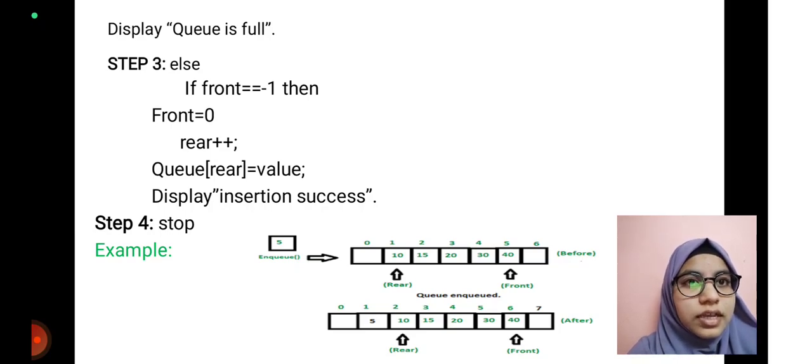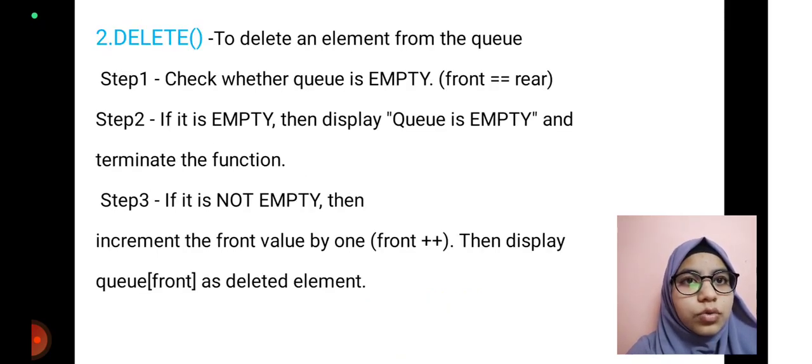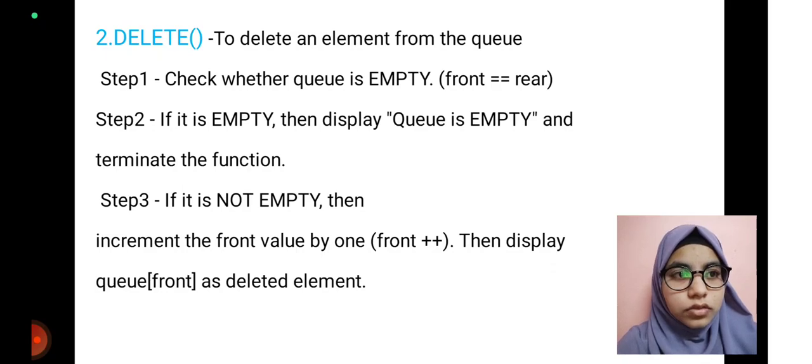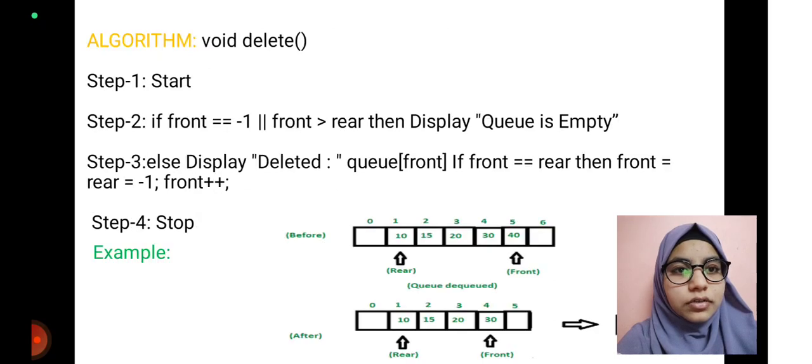Next, second operation, delete or dequeue. To delete an element from the queue, we follow the following steps. Step 1, check whether the queue is empty, front equal to rear. Step 2, if it is empty, then display queue is empty and terminate the function. Step 3, if it is not empty, then increment the front value by 1, front plus plus, then display queue of front as the deleted element.